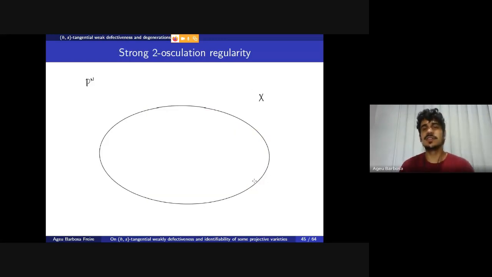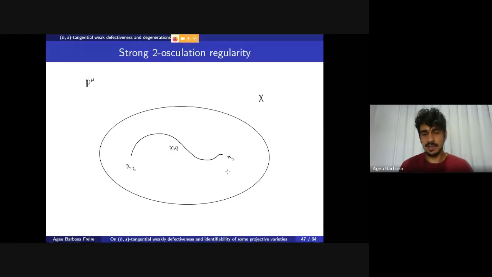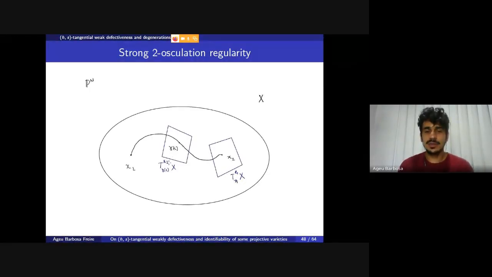Another important definition for us is that of strong two oscillation regularity. This is a little similar to the last definition, but now we consider only 2 points, x2 and x1, and again we assume that there exists a rational curve gamma of t connecting these 2 points. Then, for each t in P1 minus 0, we can consider the k2 osculating space of X at the point gamma of t and the k1 osculating space of X at the point x1. Here, k1 and k2 are non-negative integers and they are not necessarily equal.